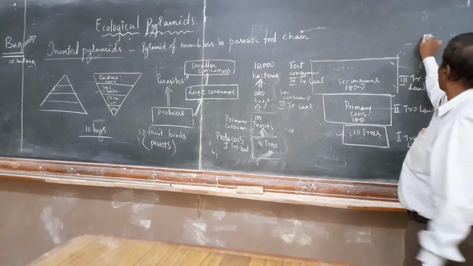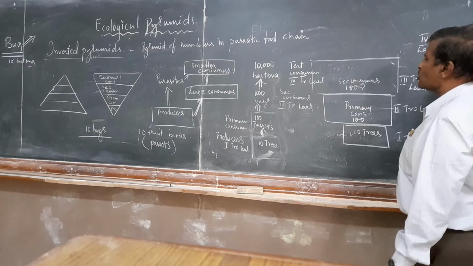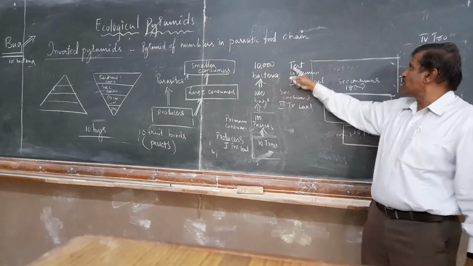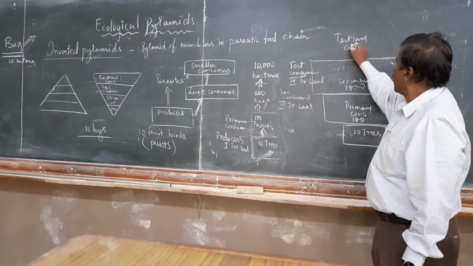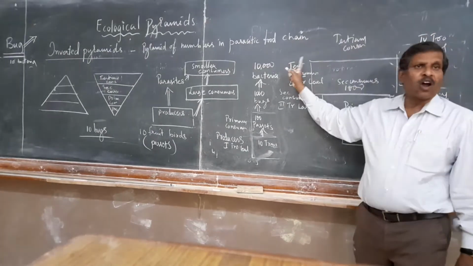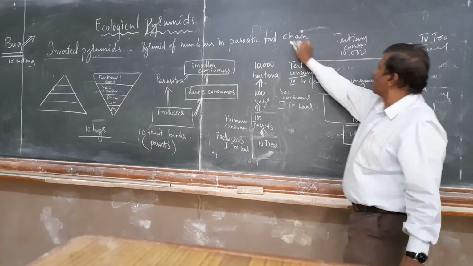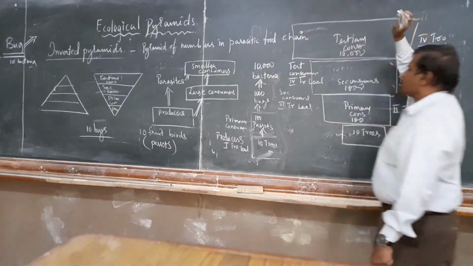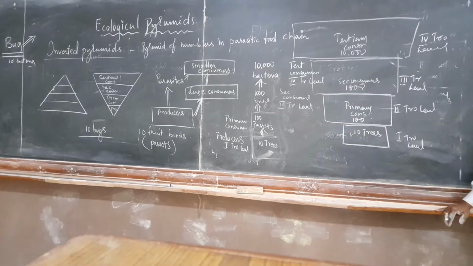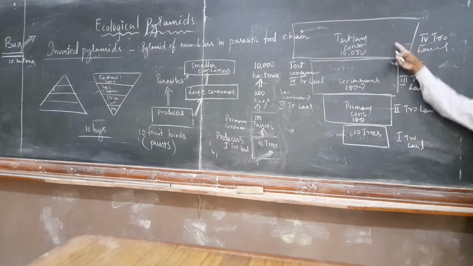Next come fourth trophic level organisms. What are the fourth trophic level organisms here? Fourth trophic level organisms are tertiary consumers like bugs, I mean bacteria here. How many bacteria are present here? 10,000. 10,000 means you are still allotting more area. Like this, based on the number, you are allotting the area.